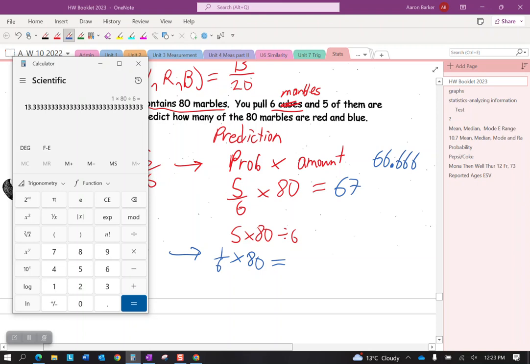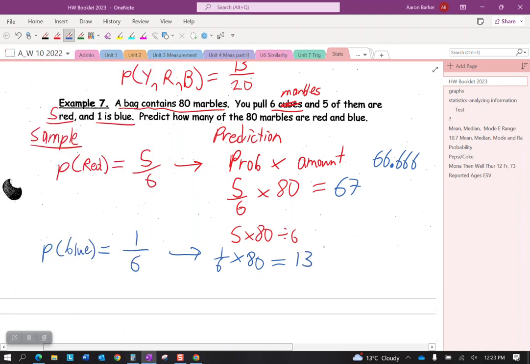13.333. What should we round to? There's got to be a whole number for marbles. 13. Okay. Now, you have 80 marbles. Guess what? 13 plus 67 must equal 80 because you have to have 80 total. So once we found 67, we could have subtracted 80 minus 67 because the leftover would have to be the 13 blue. So there is more than one way to do that.